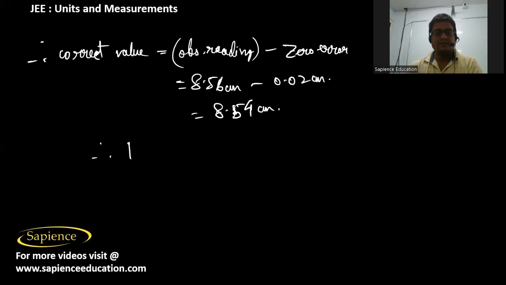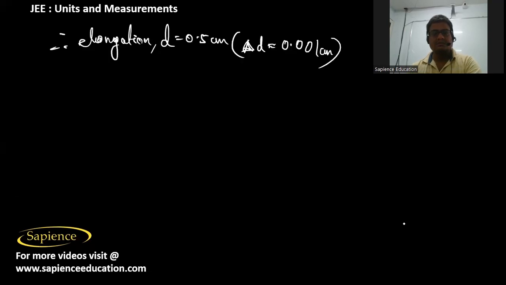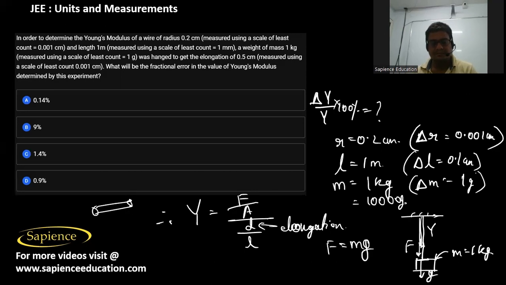So now F will be equal to the force mg by A, where A is pi r square, since the wire should have a cylindrical cross section. So Y is equal to F by A, which is pi r square, into L by d. d is the elongation, and L is the length.